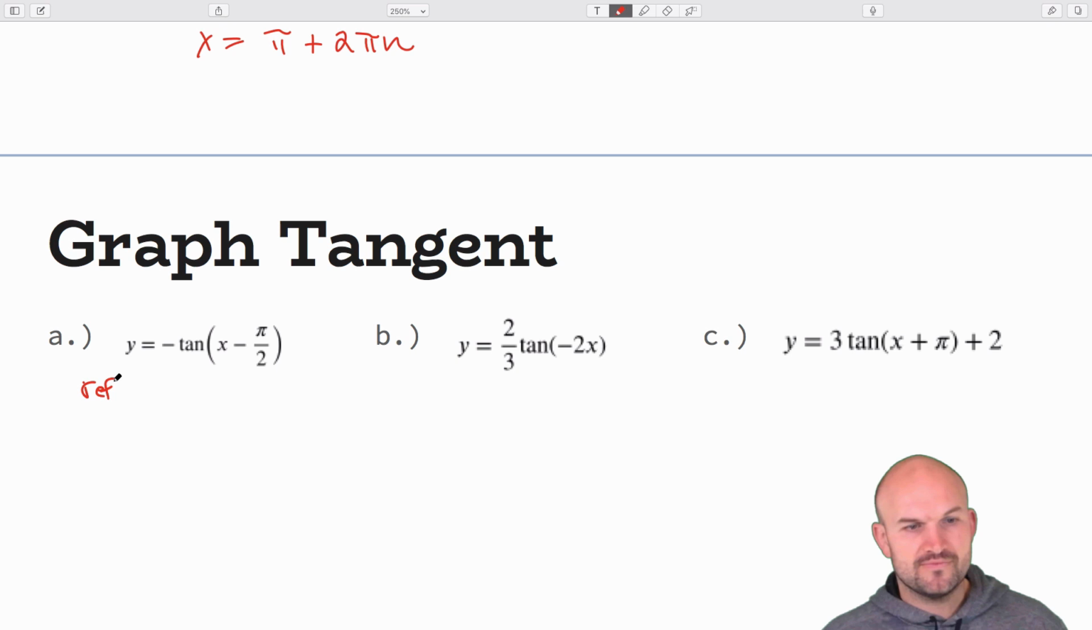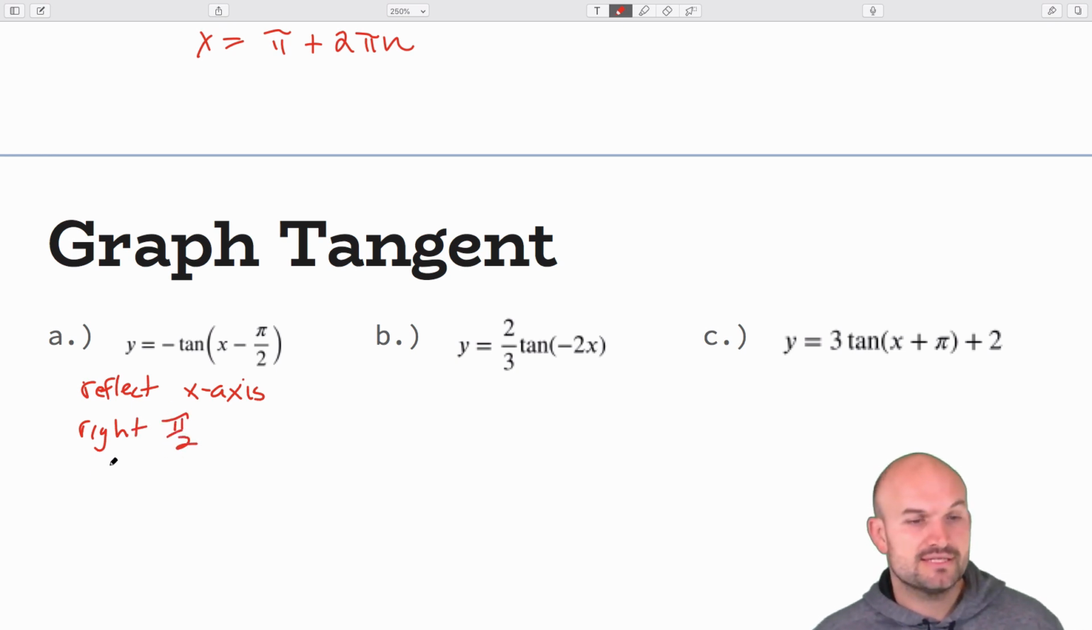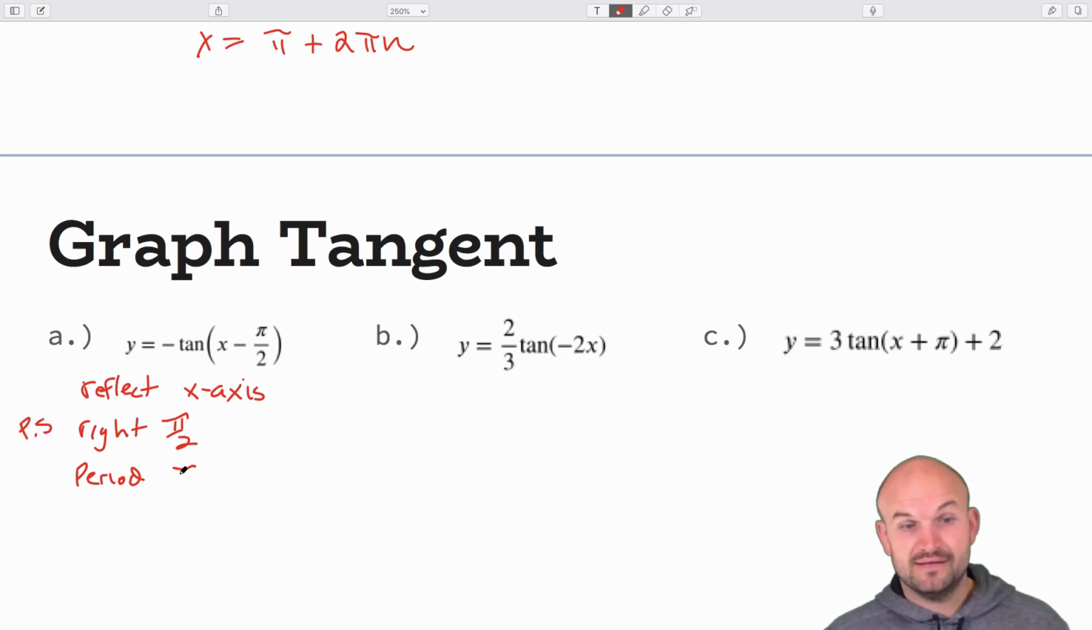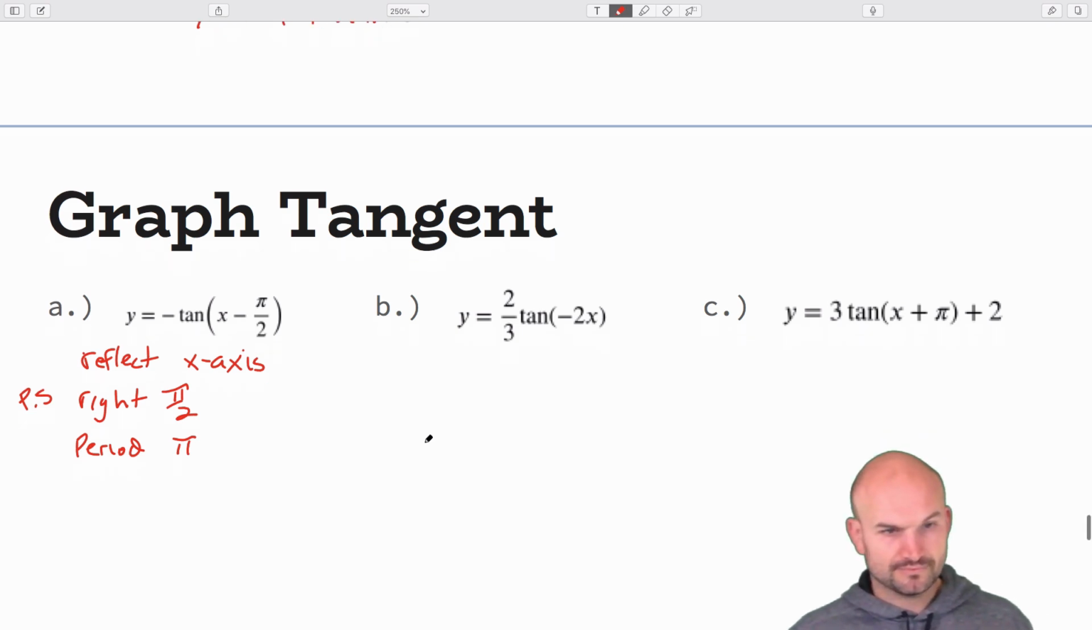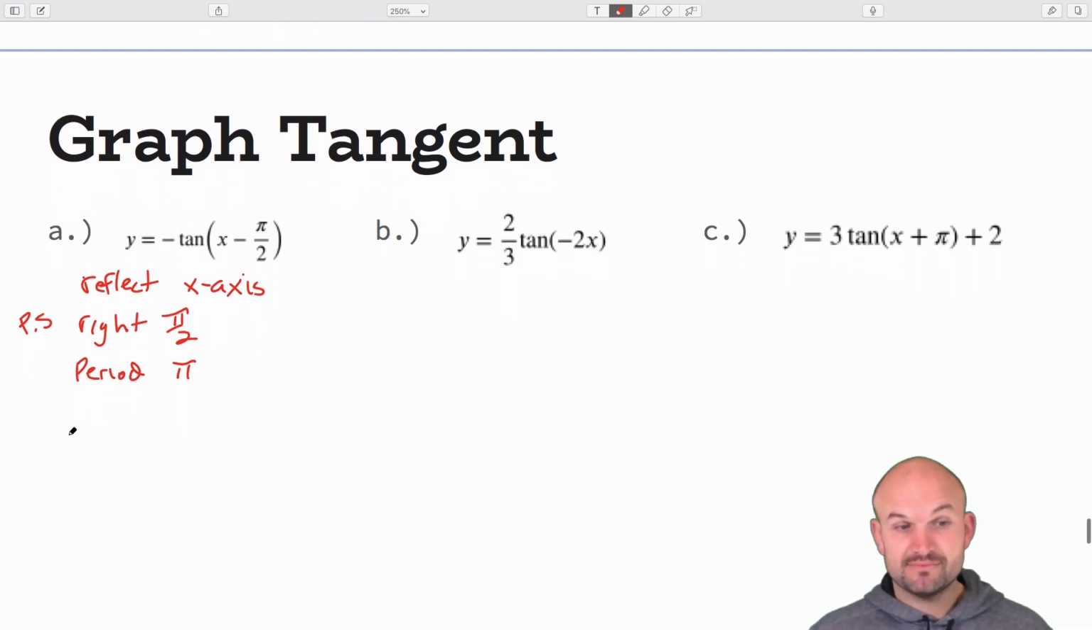We have a reflection about the x-axis. We're going right pi halves, right? That's the phase shift. The period is just going to be pi, because b in this case is 1. However, to do the vertical asymptote, you're going to take x minus pi halves. Why did I put a parenthesis there?